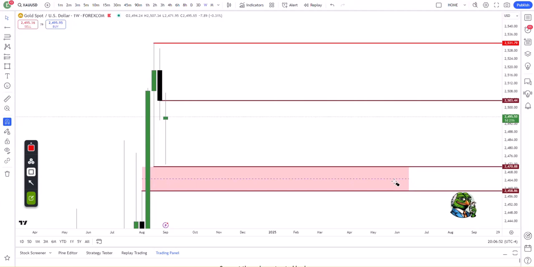Welcome back, folks. You are looking at a chart of gold on a weekly time frame. In this video, I wanted to introduce to you how I do my higher time frame analysis, and get a gauge on what might be the potential draw on liquidity at this point in time.